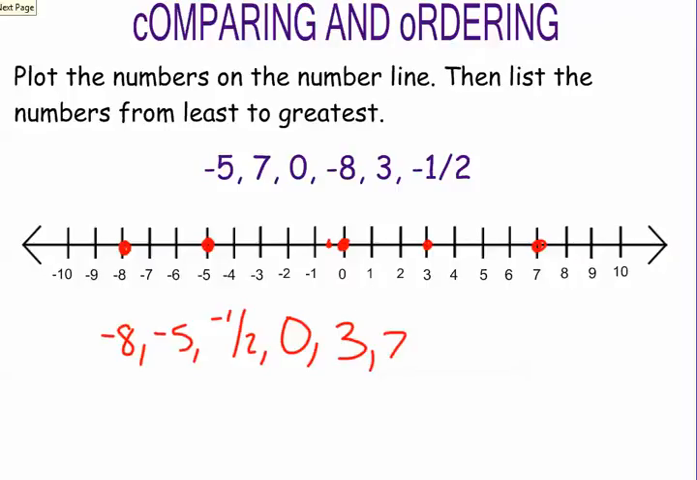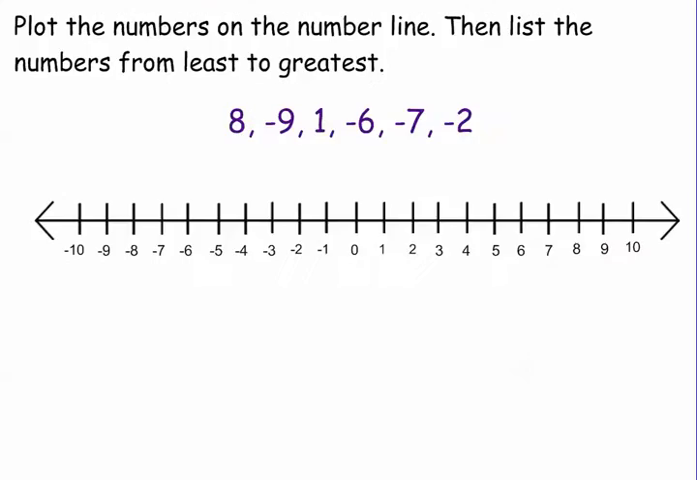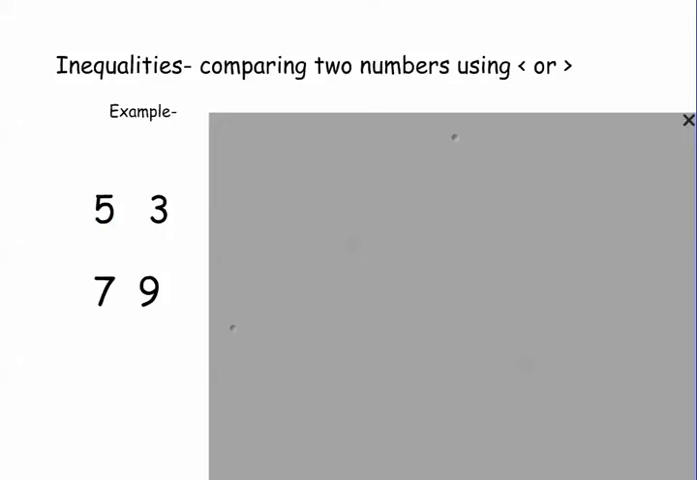Why don't you go ahead and do the next one by yourself. Pause the video and come back and check. All right, check your answer. Remember, our smallest value is actually going to be the largest negative number, because again, it's the furthest away from 0. All right, so that is plotting on a number line and putting them in order from least to greatest.